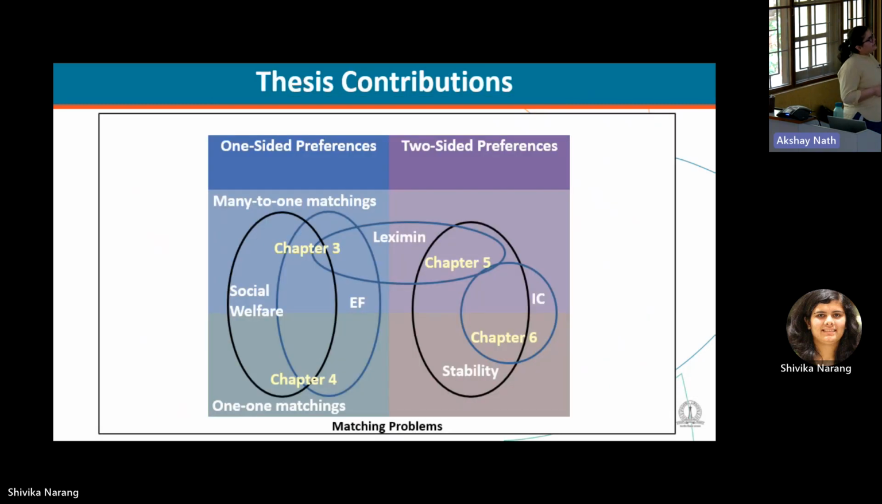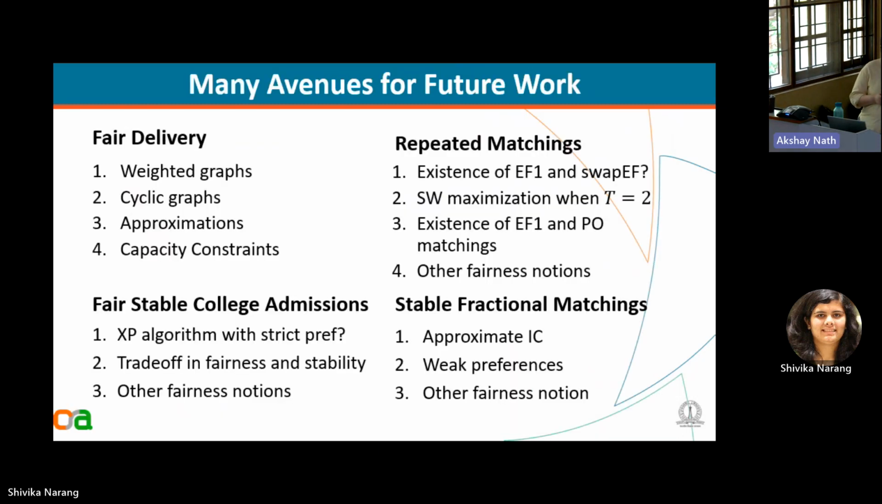I'm again not going into details. And overall, we looked at the different intersections of fairness and efficiency in different matching models. And there is a lot of scope actually for future work. I just want to point out one thing.